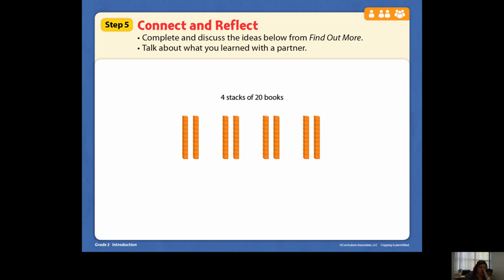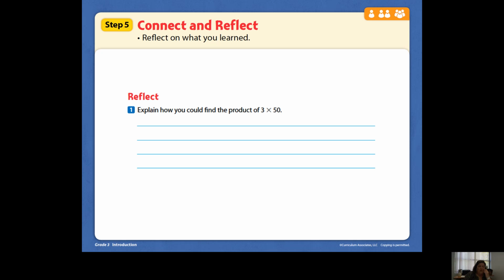So you have a reflect question. Explain how you could find the product of 3 times 50. Let's just quickly talk about this. I do believe you will need to fill this in and turn it in when you're done. But let's just talk about what we could do here. So with the stacks of books, we had 4 stacks of 20. So this would be just the same. It would be like we had 3 stacks of 50 books. And if we had 3 stacks of 50, what were some ways that we could find the product?